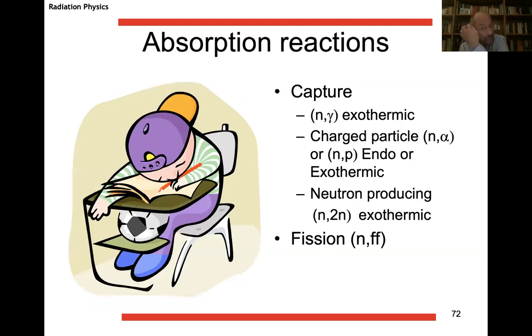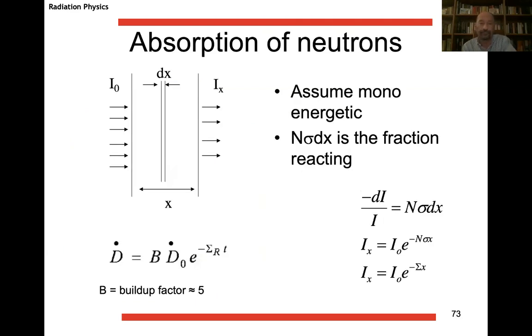energy. Concerning the absorption reactions, there are different types: the exothermic N-gamma, charged particle reactions that can be N-alpha or N-p, neutron-producing reactions that are exothermic, N to N, and of course the fission, where you actually break the original nucleus. Absorption of the neutrons will follow exactly the same rules that we have described many times already.